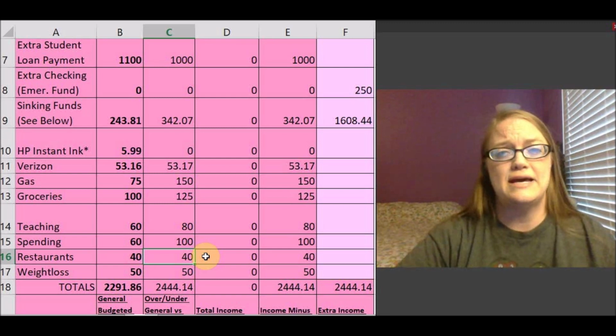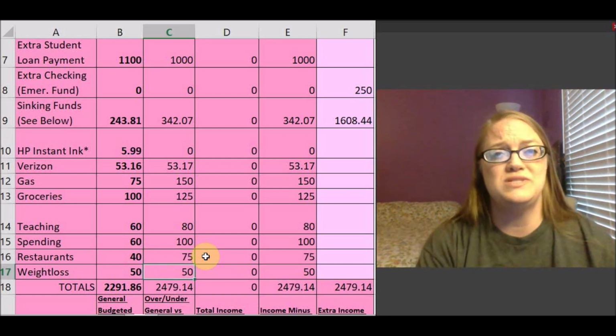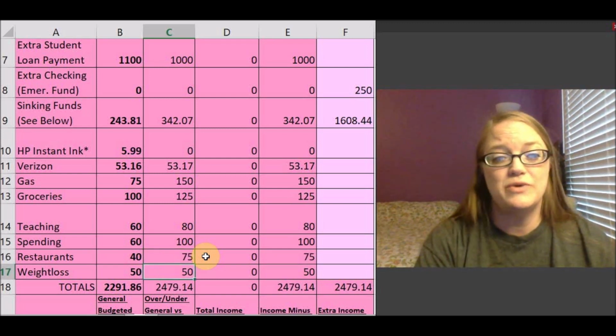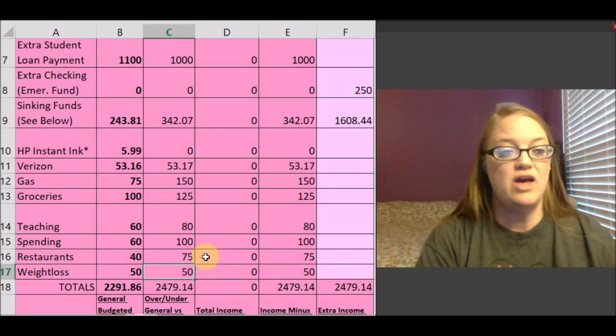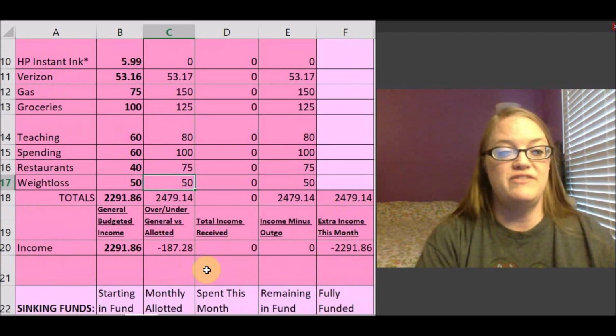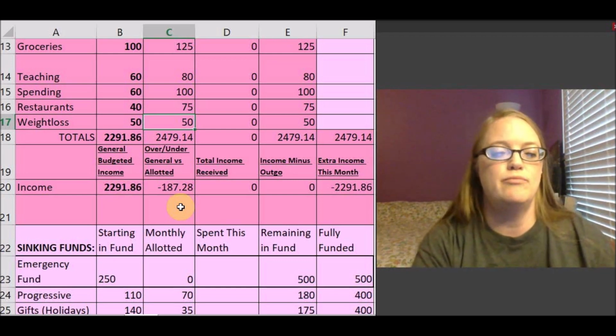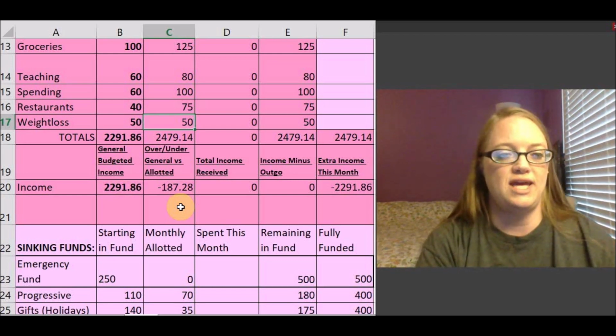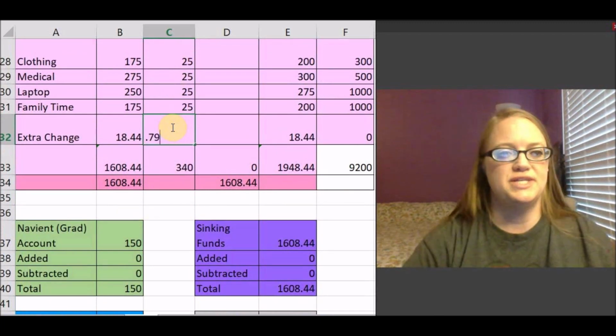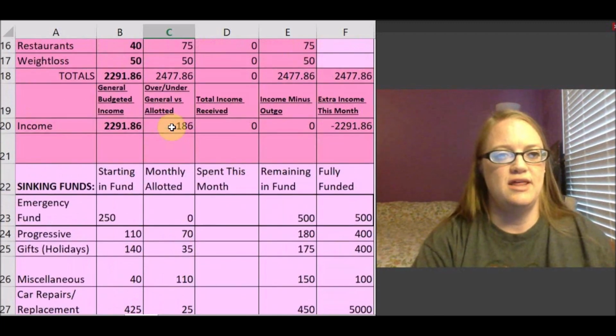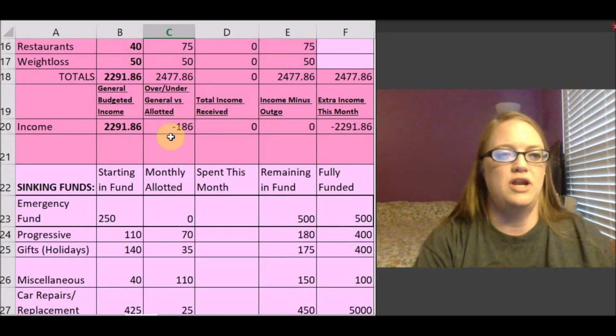Along those same lines, I'm going to raise my restaurant budget to $75. I might even raise it to $100, but for right now I'm going to keep it at $75. My weight loss allocation can stay at $50. That puts me at, let's see, I am over budget by $187.28. Okay, so I'm actually going to change this down here to 79 cents. That puts me at $186 over budget for the month of April.